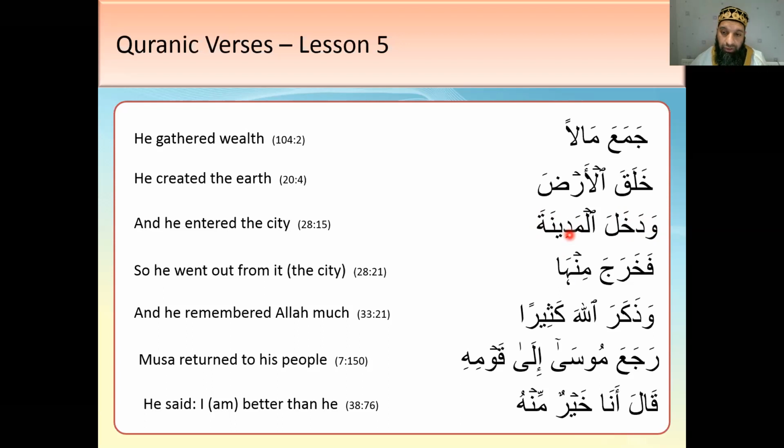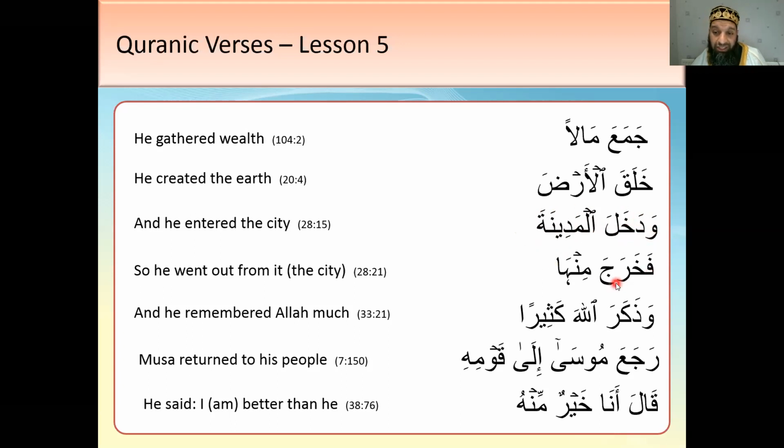Yes. That's why it's very important to get our fatha, dhamma and kasra right in the Quran, because it can change the meaning completely. If somebody said وَدَخَلَ الْمَدِينَةُ, now Medina is marfu, so Medina is the doer of the verb. So then it would be the city entered, which doesn't make sense. It's وَدَخَلَ الْمَدِينَةَ, and he entered the city.